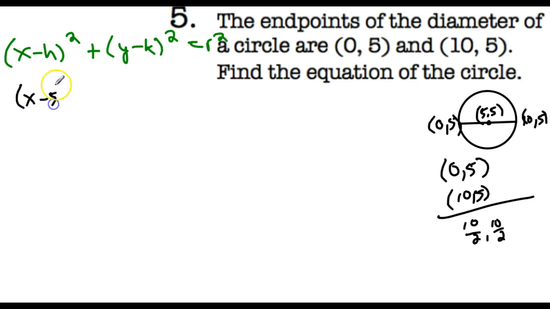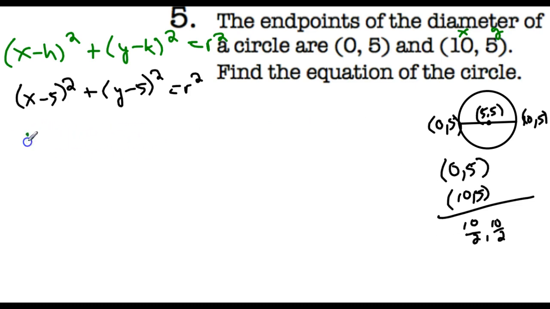Just like in the last problem, I can substitute it in. I get x minus 5 squared plus y minus 5 squared is equal to the radius squared. I don't know the radius, so I'm going to have to finish this problem out. Substitute in one of these two points. I feel like this one's going to be easier. It doesn't really matter. I'm going to call that x and y and substitute it in.